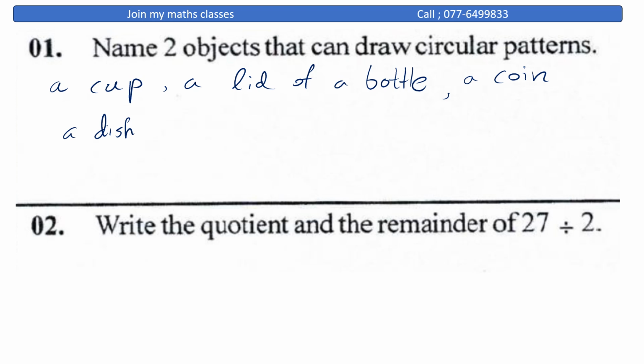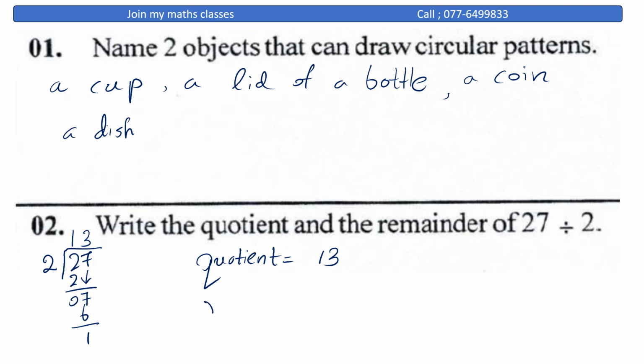And write the quotient and the remainder of 27 divided by 2. So let's divide this 27 by 2 with long division, and we'll find it. There is 1 two for 2, so 1 into 2 is 2, and you take this 7 here, and then for 7 there are 3 twos. 3 into 2 is 6, and 1 is remaining. You can say quotient is 13, and the remainder is 1 here.